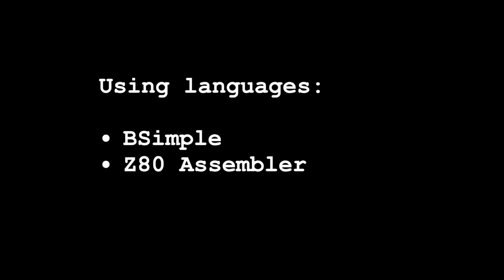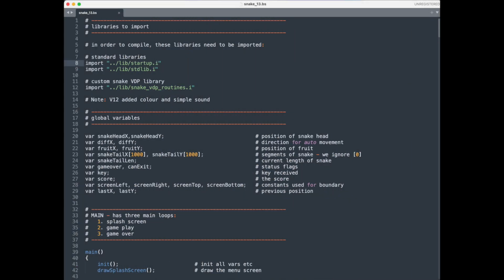The example we're going to look at today will be using the B simple language, but it applies equally to Z80 assembler as well. So let's look at how easy it can be.